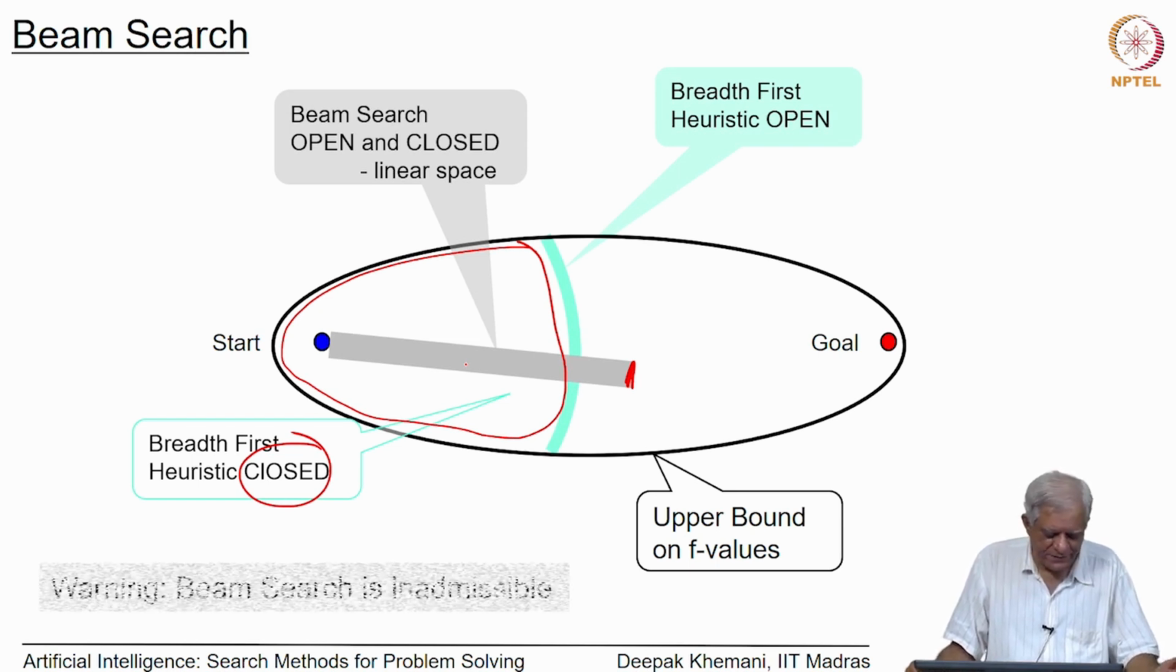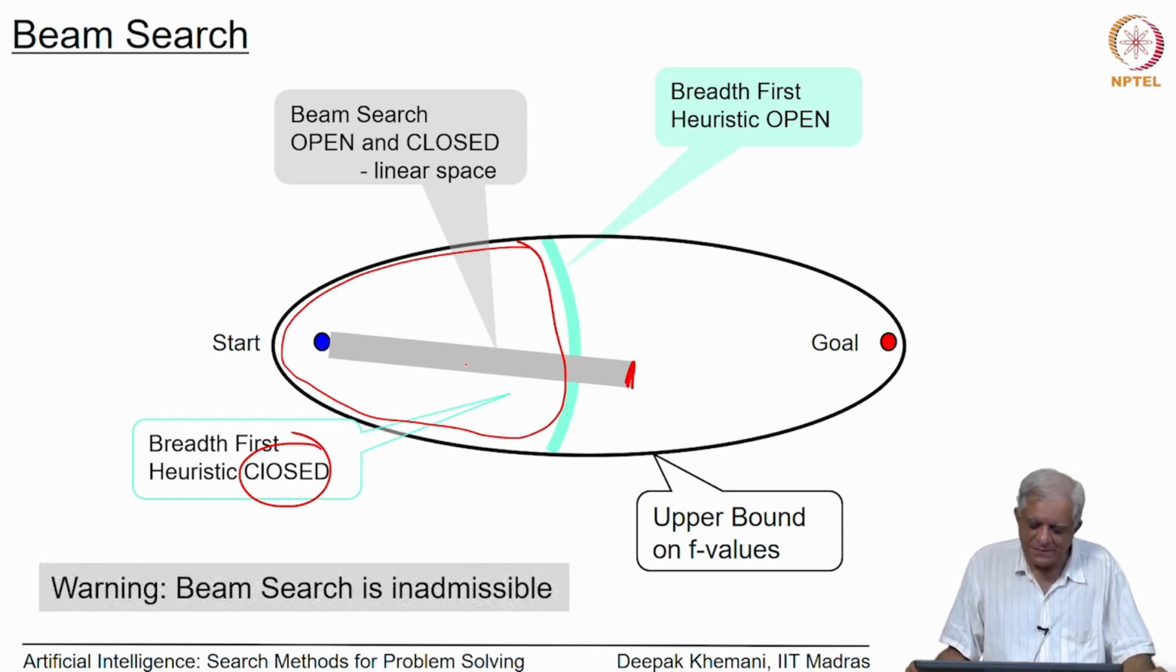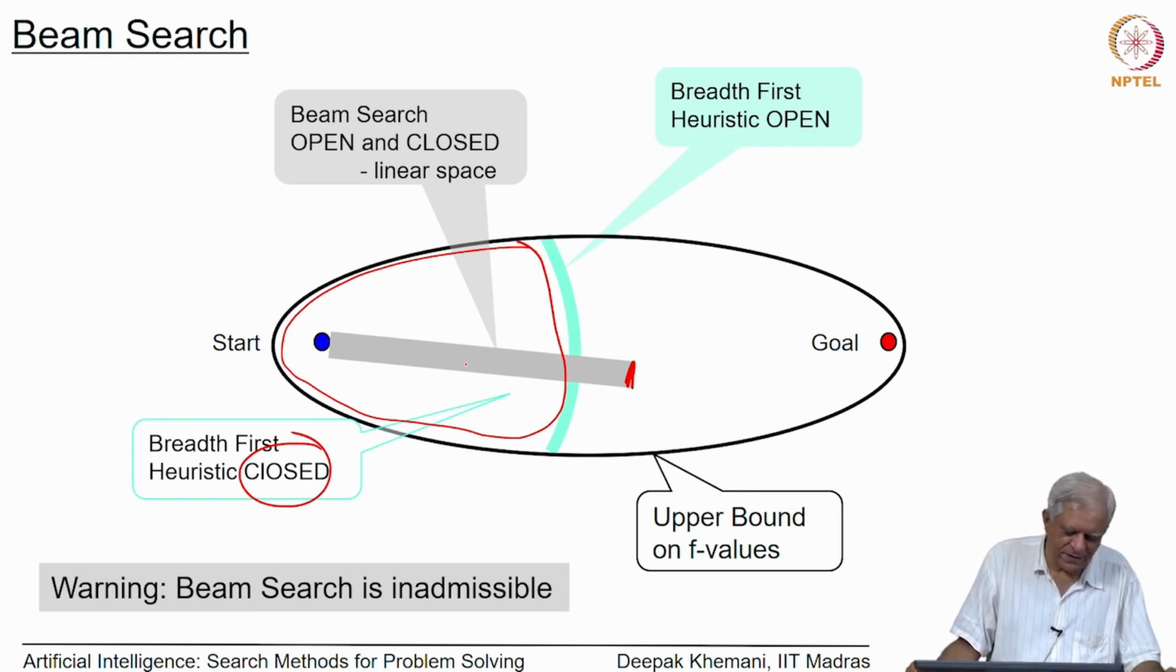But of course, it comes with a warning that beam search is not admissible. It will not give you the optimal path. It will definitely give you a path, but not necessarily an optimal path. So, if you want an optimal path, then you better go to something like the A star algorithm, and the characteristic of A star like algorithms is that they never preclude a possible solution.